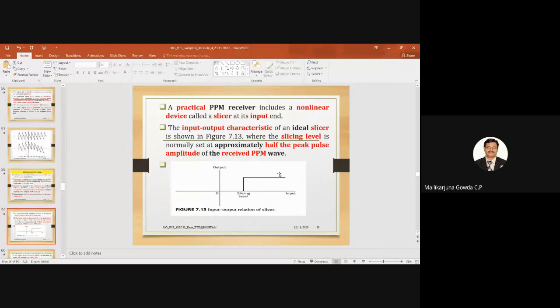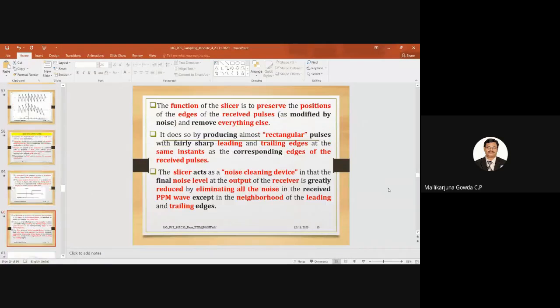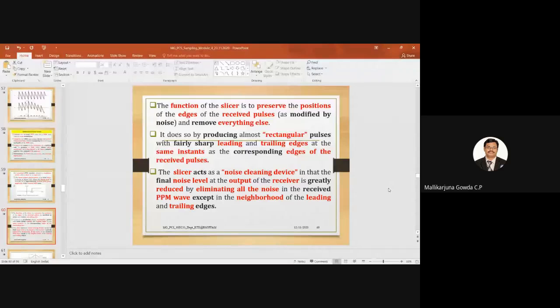But what is its function? It preserves the position of the edges of the received pulses. With that, it produces rectangular pulses with sharp leading and trailing edges at the same instants, which correspond to the edges of the received PPM wave. So this slicer acts as a noise cleaning device.